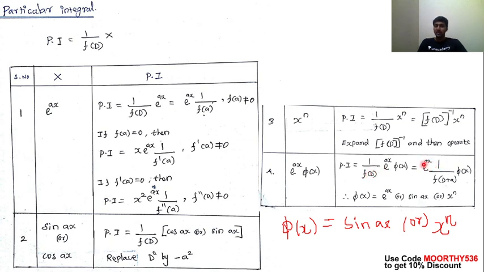If you are having e power minus ax, D minus a, again into that phi of x. Keep this e power ax as constant. Again, continue with this function as per the phi of x function. If it is sin ax, we have to continue with the sin ax formula. If it is x power n, we have to continue with the x power n formula. So coming to the next case.